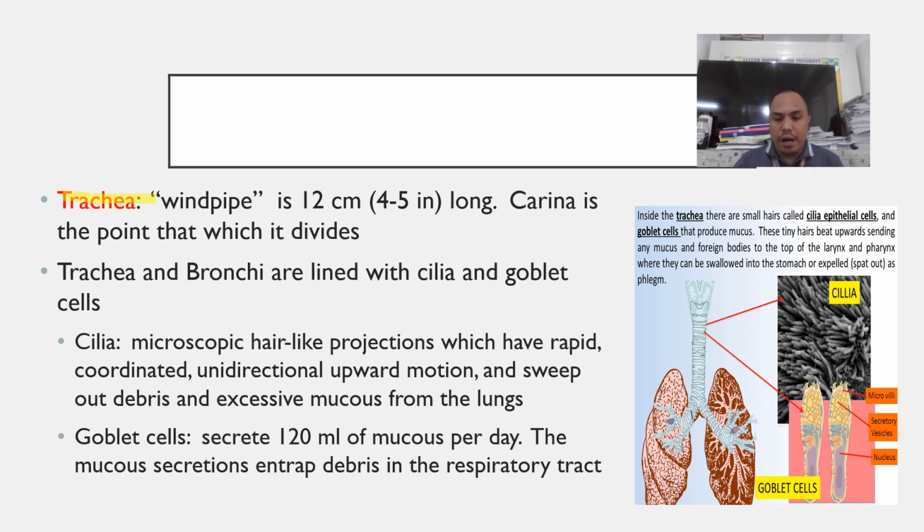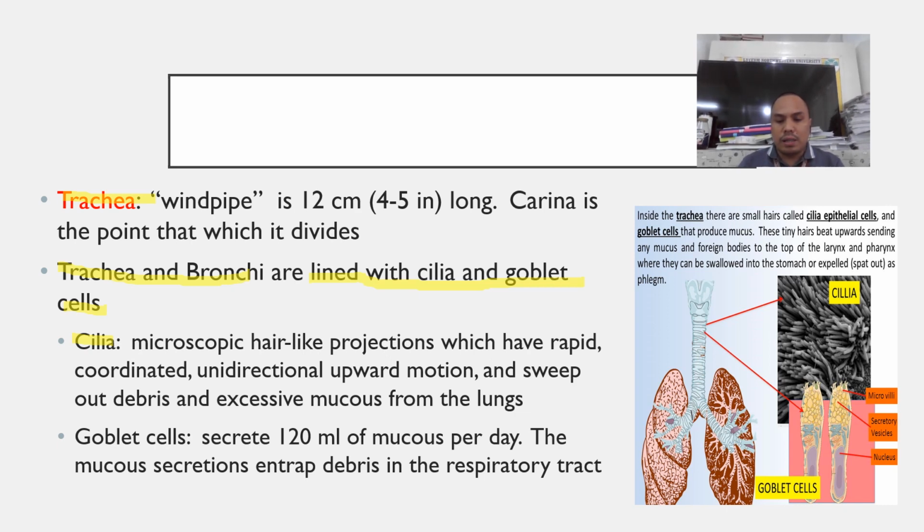So, the trachea and then the bronchi are lined with mucosal epithelium. Okay. So, the trachea and bronchi are lined with cilia and goblet cells. When we say cilia, that is microscopic hair-like projections which have rapid, coordinated, and unidirectional upward motions and sweep out the debris and excessive mucus from the lungs. While the goblet cells secrete 120 ml of mucus per day. So these are mucus secretions that trap the debris in the respiratory tract.